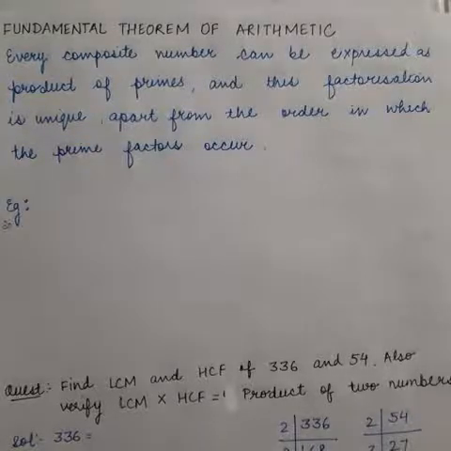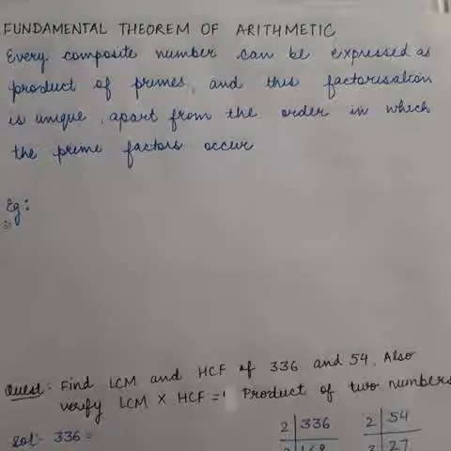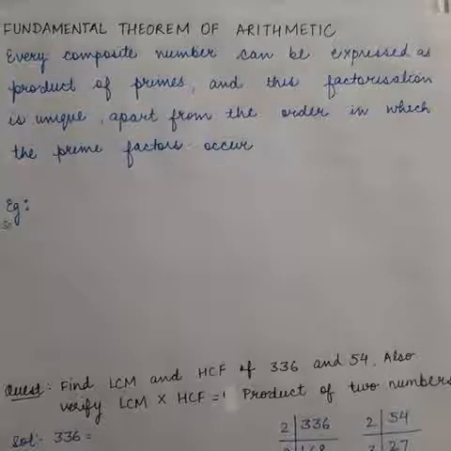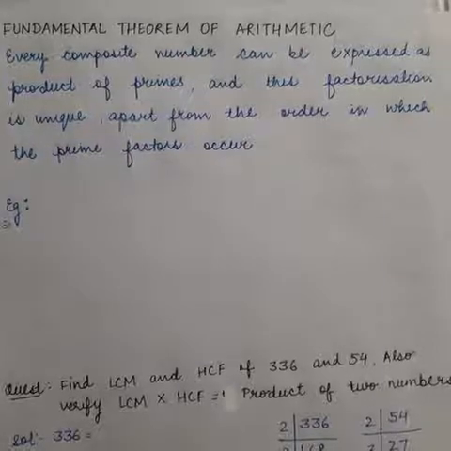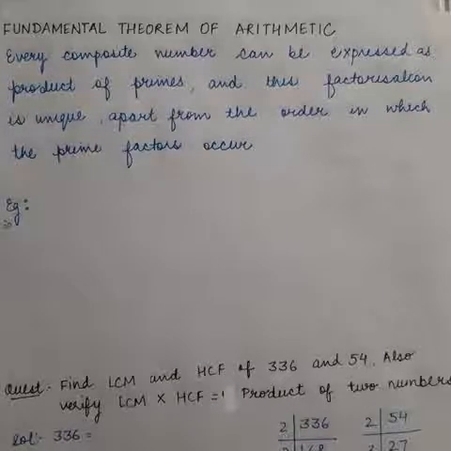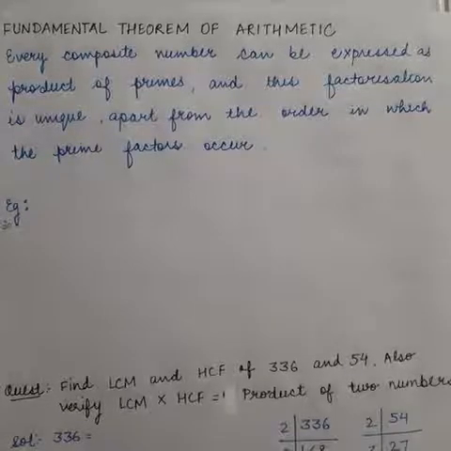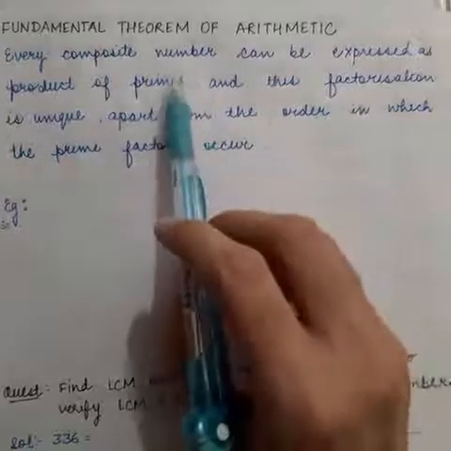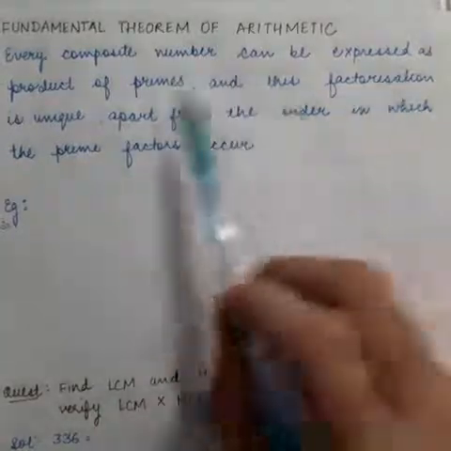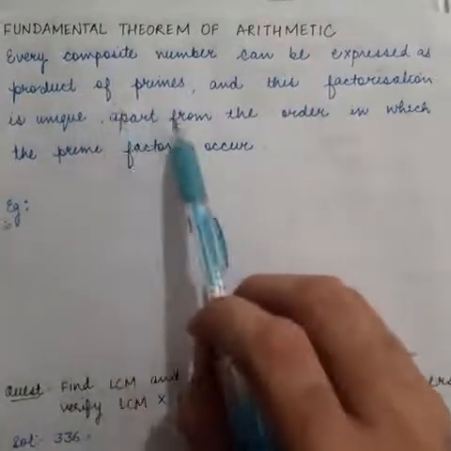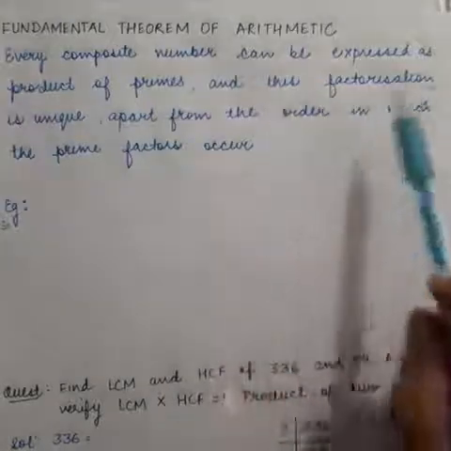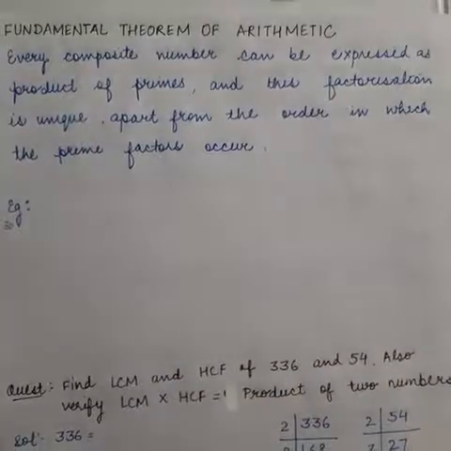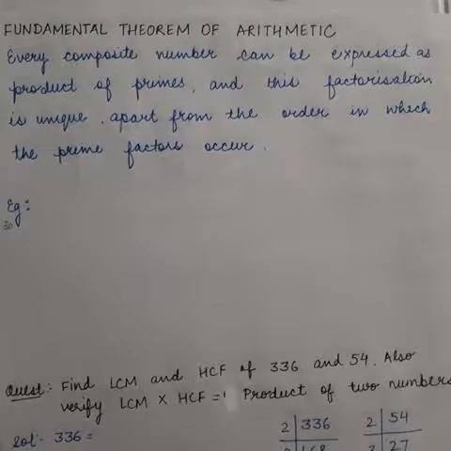Now you know that we have two types of numbers, primes and composites. Composite numbers have more than two factors. Prime numbers have only two factors, that is 1 and itself. Now if you have a composite number, you can always factorize it and write it as a product of primes. This factorization is unique apart from the order in which the prime factors occur. Now this is very important.